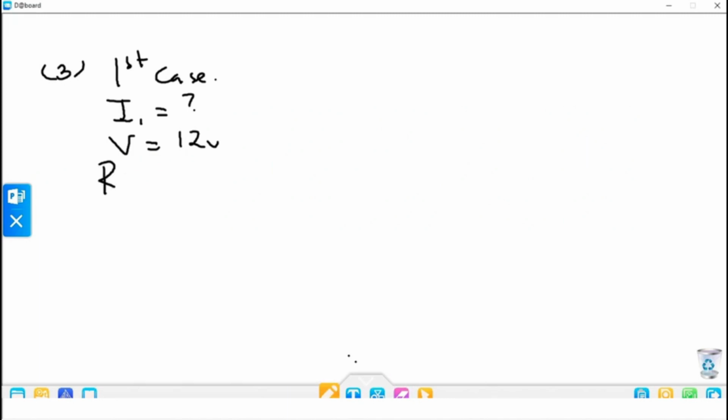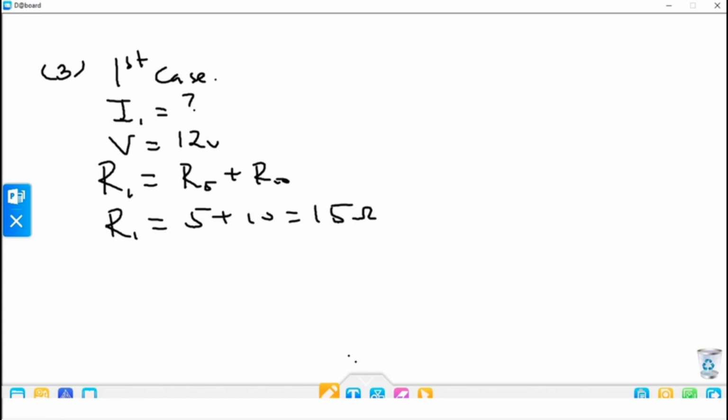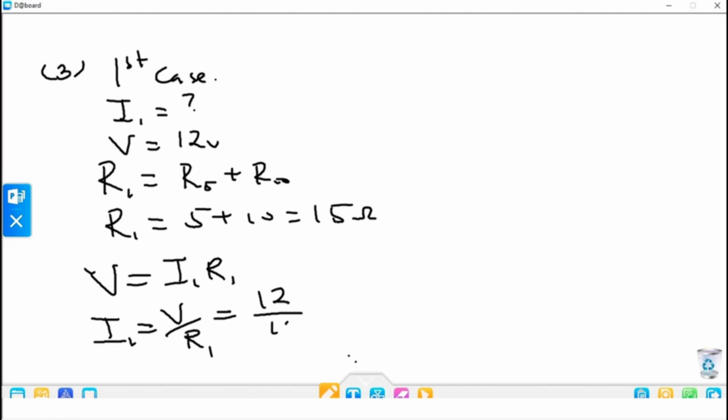So R1 is equal to R5 plus R10. Our R1 is equal to 5 plus 10, which gives us 15 ohms. So in the first case, from Ohm's law, V is equal to I1 R1. So to obtain I1, make I1 the subject of the formula. I1 now becomes V all over R1. So our V is 12, R1 is 15.